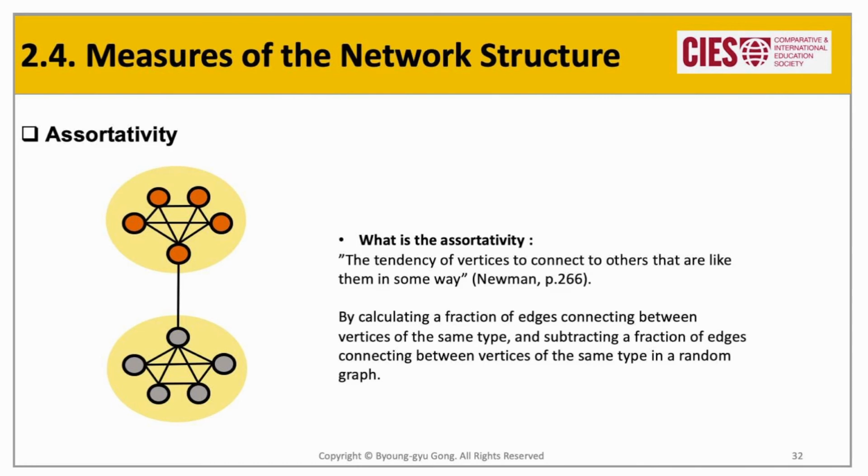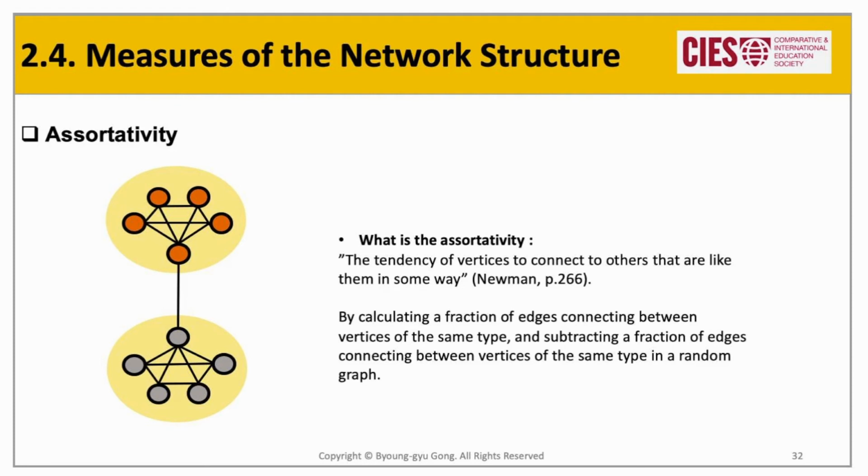It is calculated by subtracting the fraction of edges connecting vertices of the same type in a random graph from the fraction of edges connecting vertices of the same type in the graph. The random graph means the artificial graph having edge connections by chance with the given number of vertices.